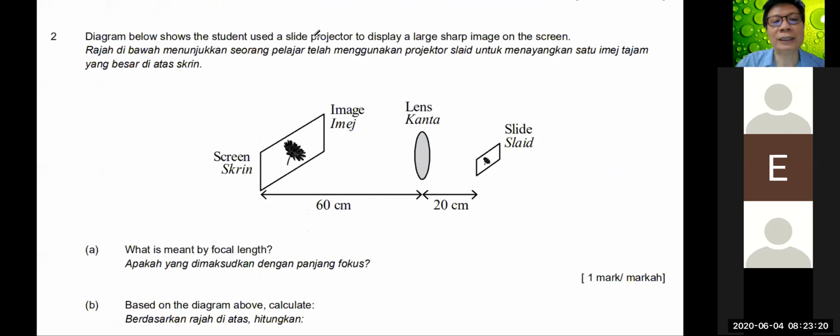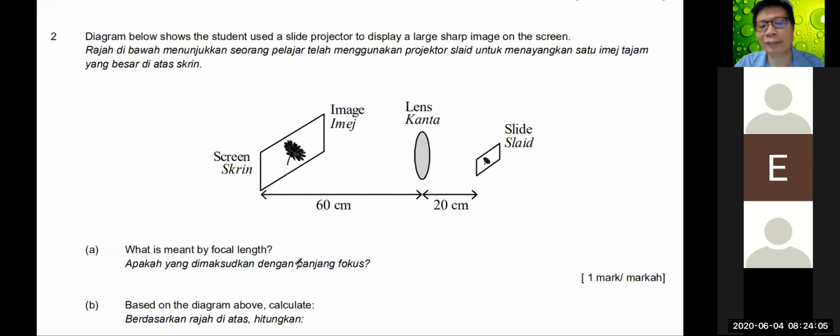The diagram shows a student using a slide projector. This slide projector displays a large, sharp image on the screen. This is an object, the slide. Slide is an object. So this is a lens, and then the image is formed here, right? Like the projector teachers use in the physics lab, I use a projector to project on the screen, right? Object is here. So you see our object distance 20. This is image distance 60. Then the image is here. This is a screen. Okay. So we are using convex lens. This is convex lens. Okay.